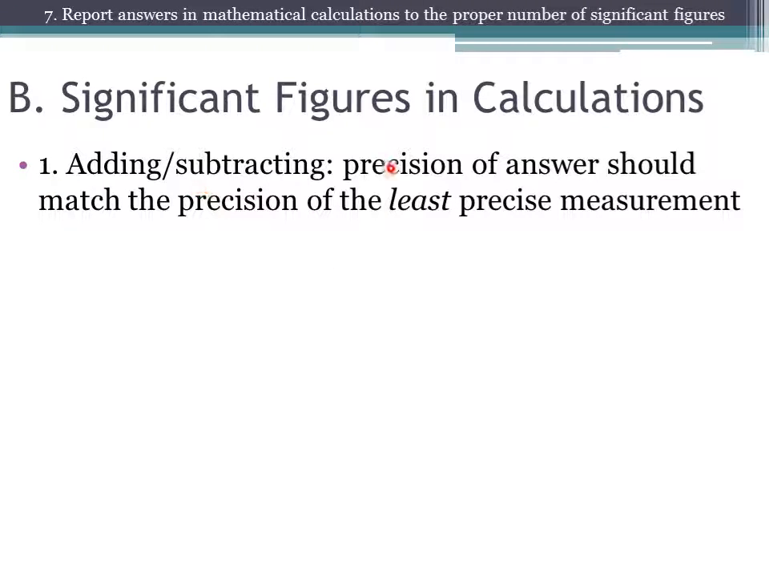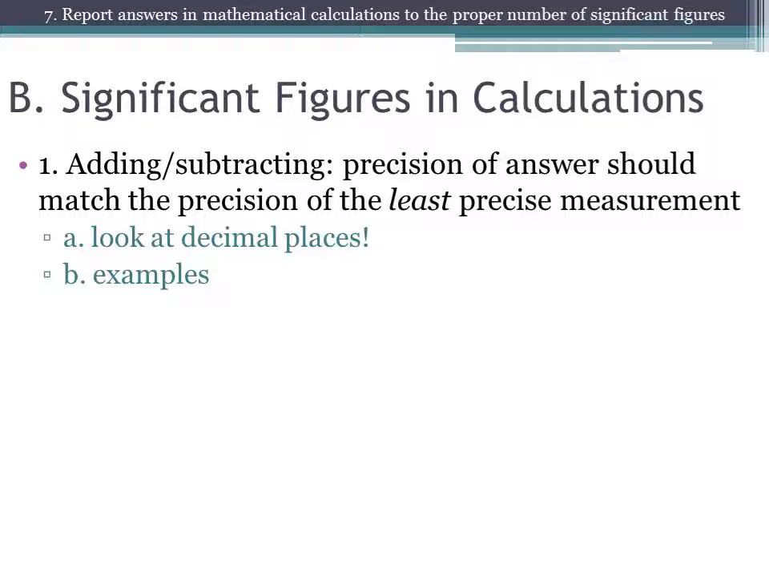It's the same rule. The rule is this: the precision of the answer should match the precision of the least precise measurement. And in this case, what we mean by precision is not what we learned in the last video, where we were talking about consistency of measurements. The term precision can also refer to sig figs, and I'll show you some examples here so you know what we mean. In other words, we're going to look at decimal places.